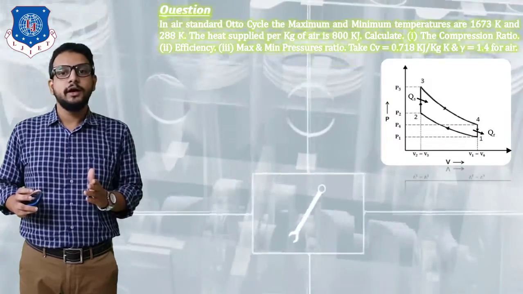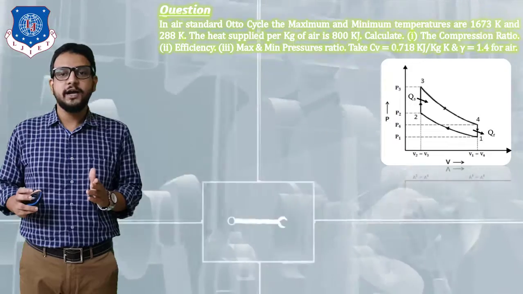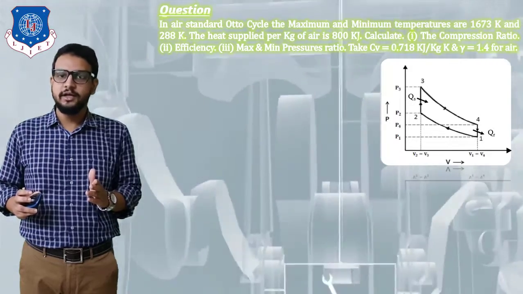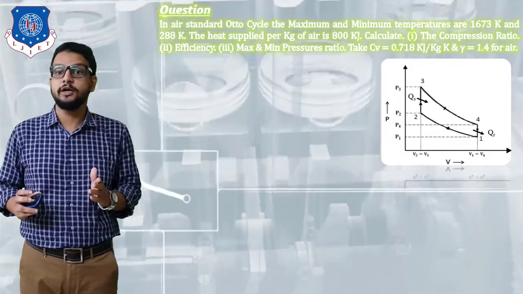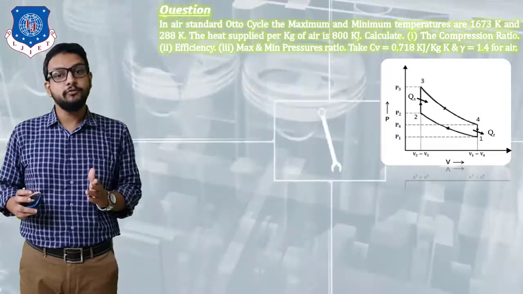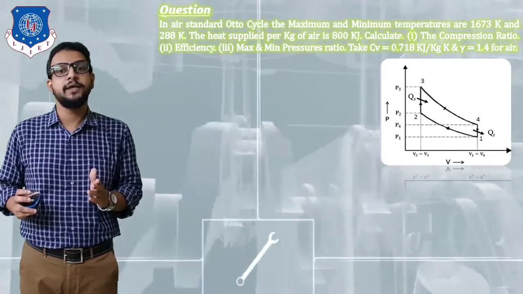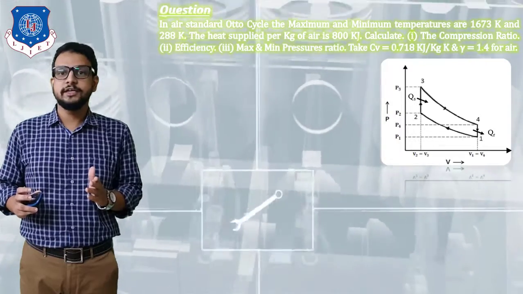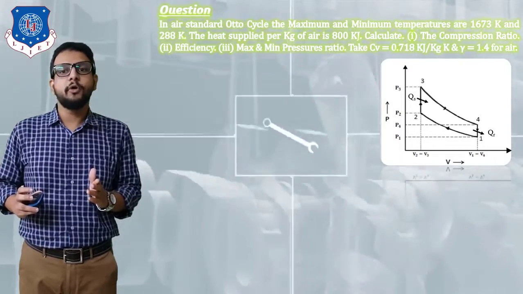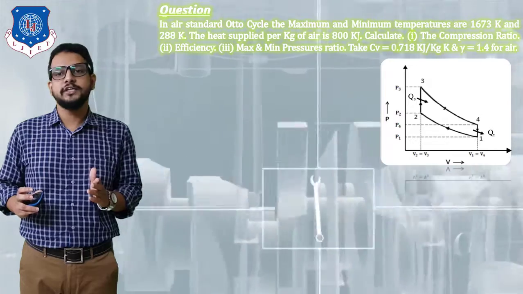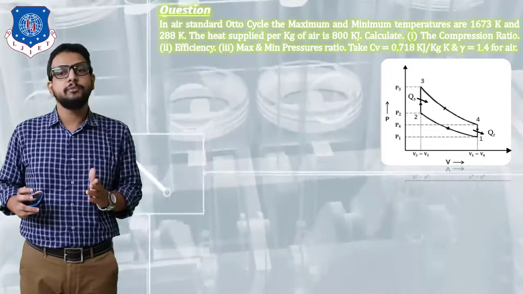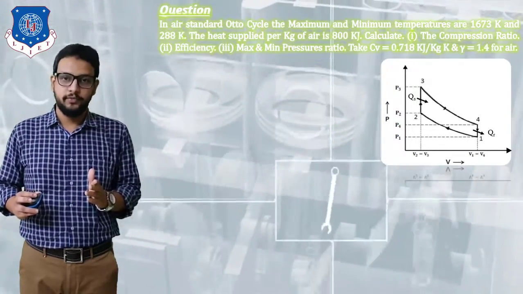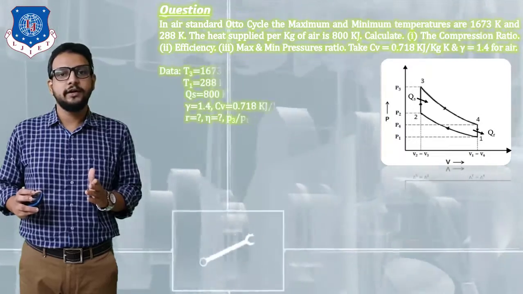Now over here again, maximum pressure means at point number 3, that is P3, and minimum pressure means point number 1, that is P1. So we need to find out its ratio, that is P3 by P1, how much that is, that we need to determine. It is given that Cv is equal to 0.718 kilojoule per kg Kelvin and gamma is equal to 1.4 for air. Okay, so first writing down the data.